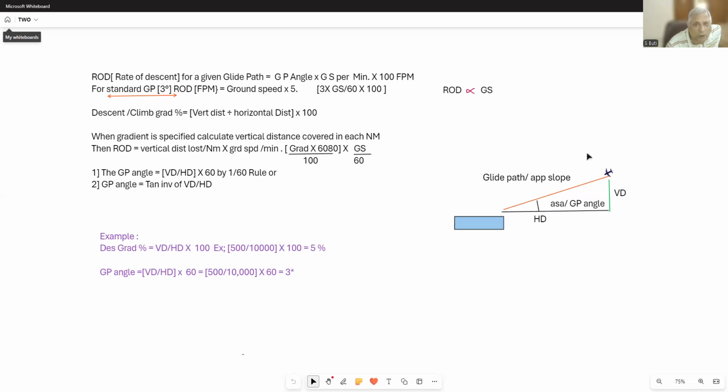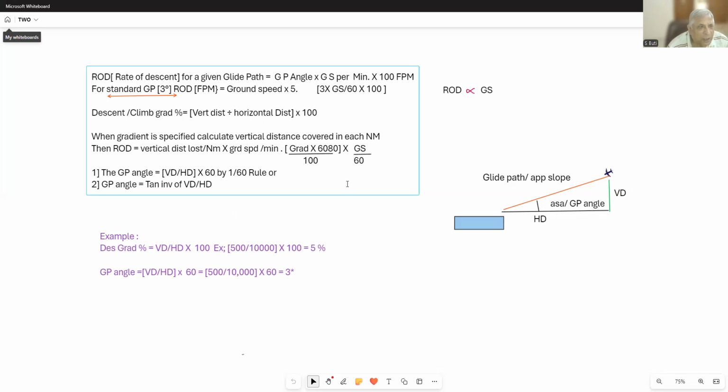Now, to find out, the question will be, he'll ask you what should be my rate of descent. Glide path angle into ground speed by 60, that is per minute, into 100, and this will be the rate of descent in feet per minute. And if your glide path angle is the standard 3 degrees, 3 into ground speed into 100 divided by 60, it will be ground speed multiplied by 5. If your ground speed is 140, descend at 700 feet per minute.